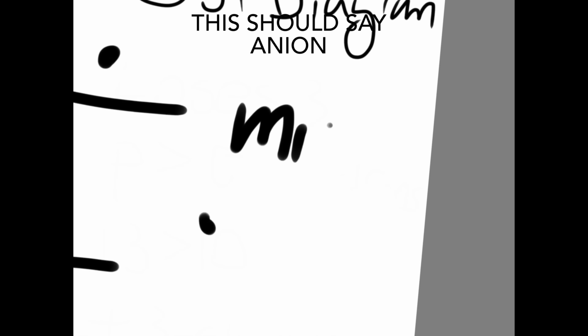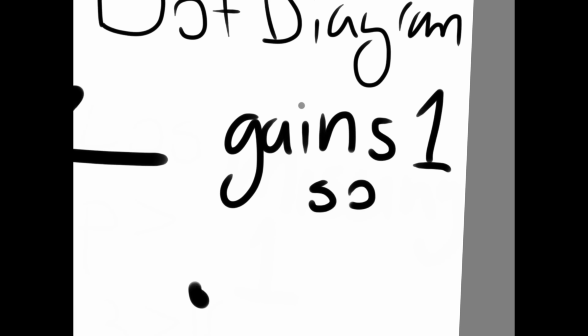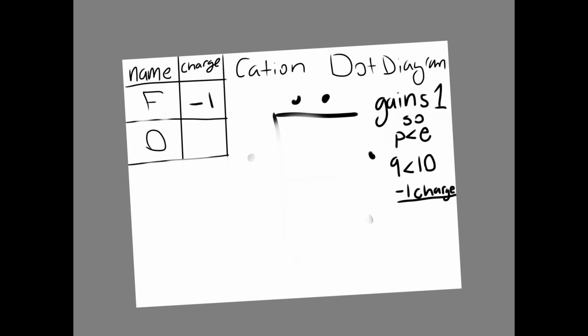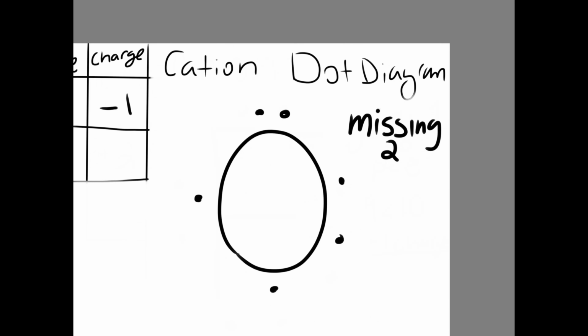This is a fluorine atom which has 7 valence electrons. It is missing 1, so it gains an electron to give it the shell of the nearest noble gas, neon. The number of electrons is greater than the number of protons, meaning that it is a negatively charged ion.